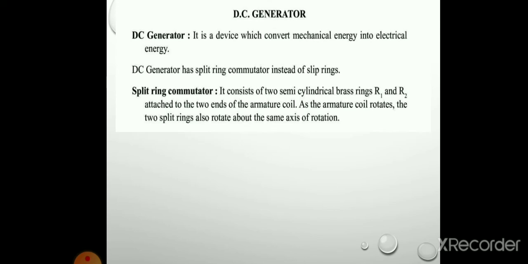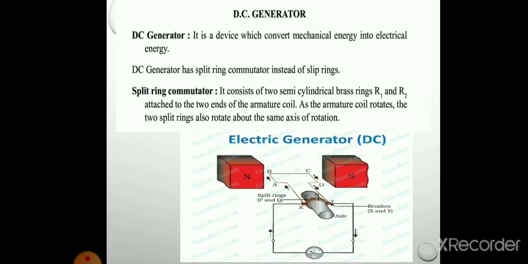Now let us look at the DC generator, where current is in one direction. So note, to convert an AC generator to a DC generator, we use a commutator with split rings. Everything is the same, only the slip rings are not used. Instead of slip rings, here we are using a split ring, just like we do in an electric motor. So this is an electric generator which is a DC generator.